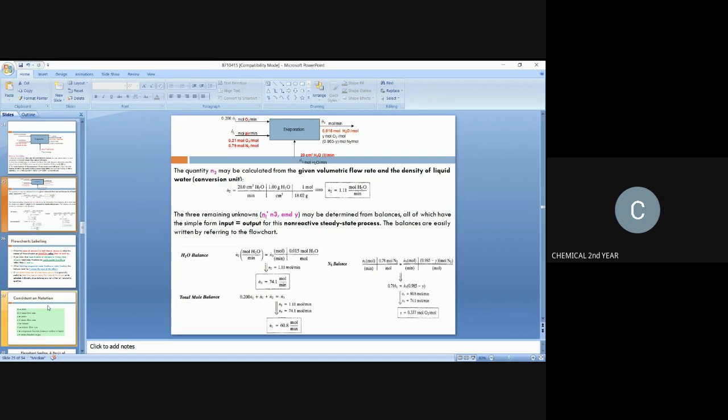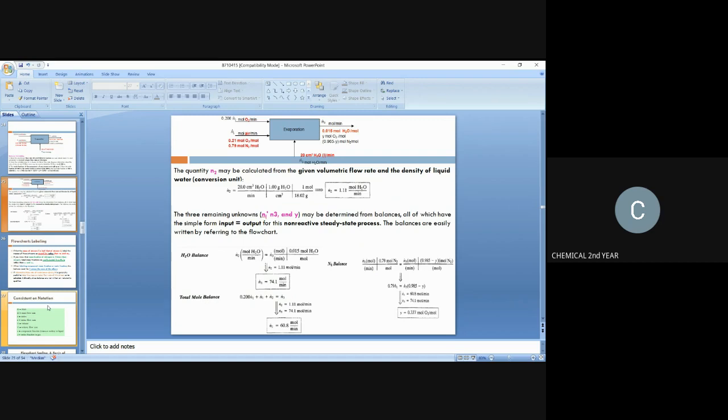74.1 mole per minute. Next, the N2 balance: N1 mole per minute times 0.79 mole N2 per mole is equal to N3 mole per minute times 0.985 minus y mole N2 per mole. Upon simplifying this, we get N1 equal to 60.8 mole per minute and N3 equal to 74.1 mole per minute. From this, we can determine that y is equal to 0.337 mole oxygen per mole.